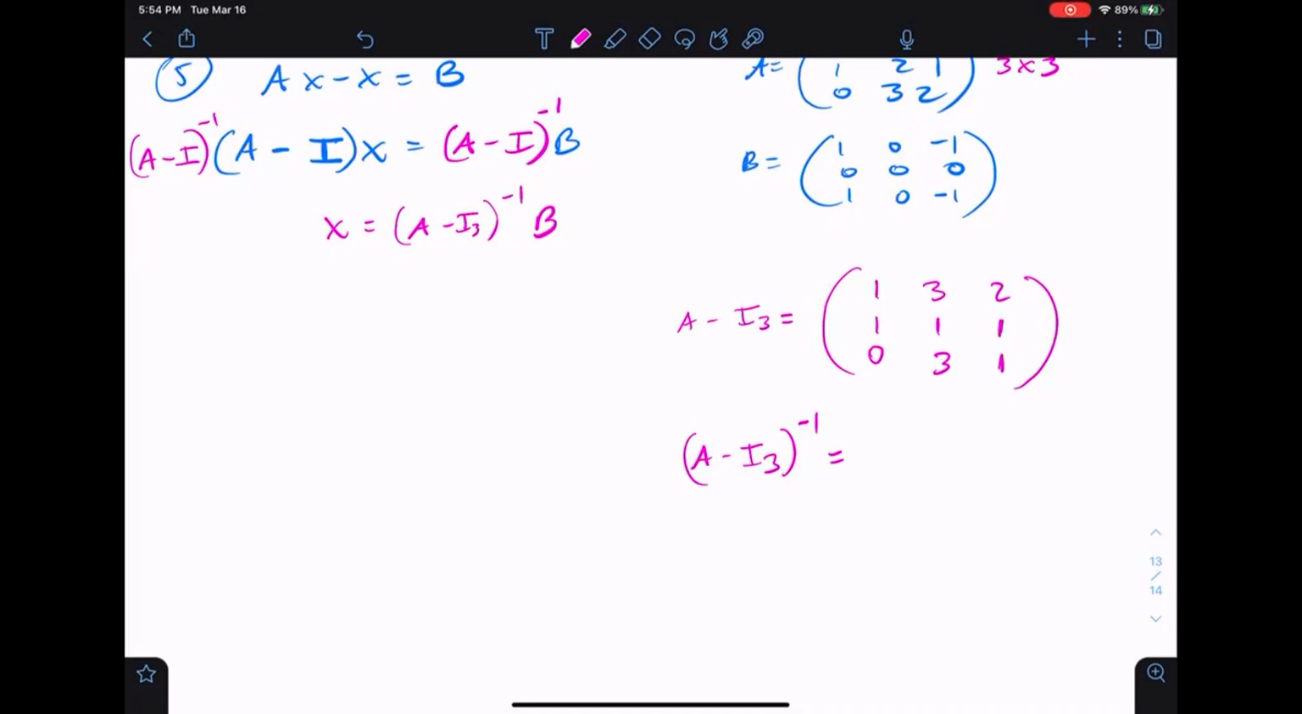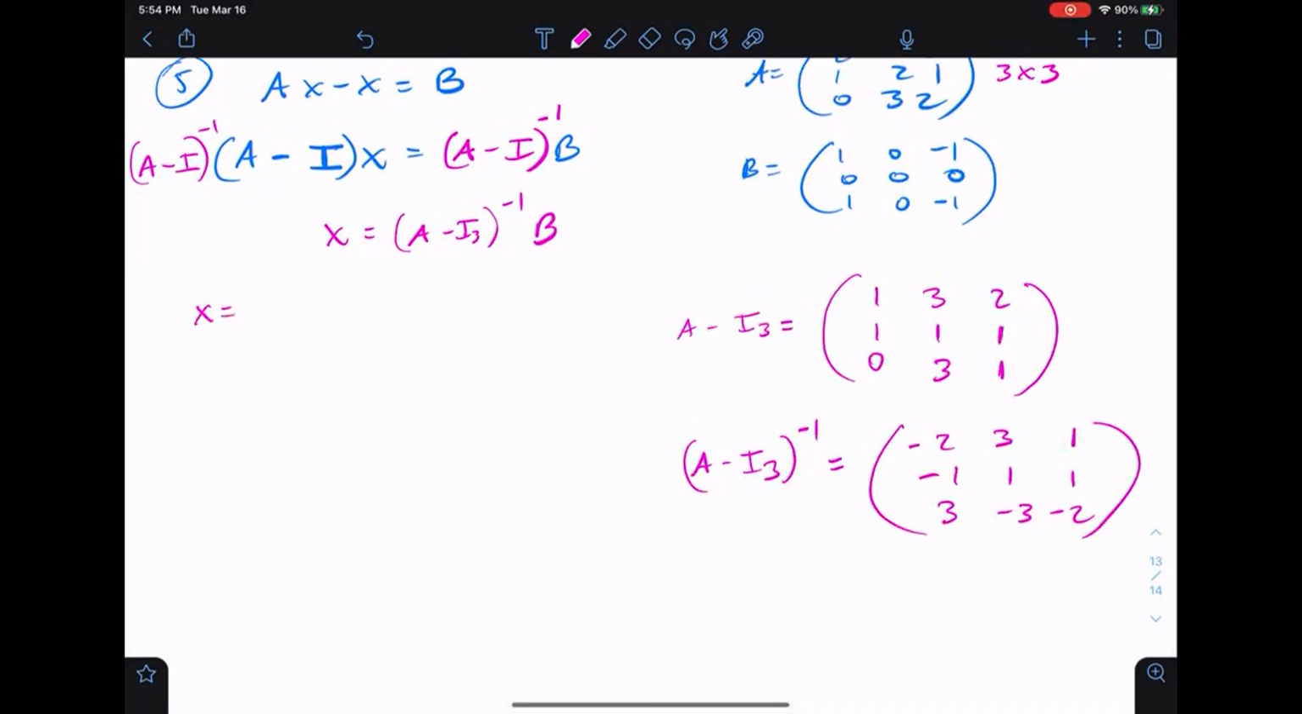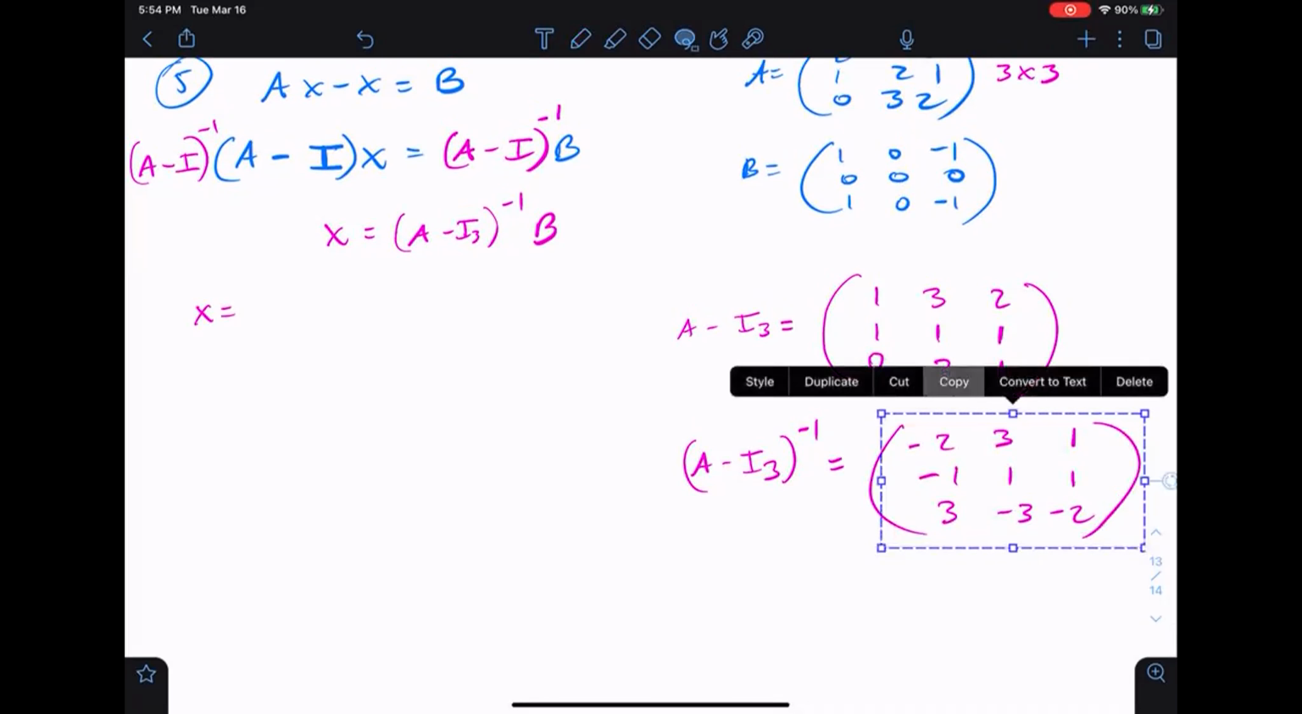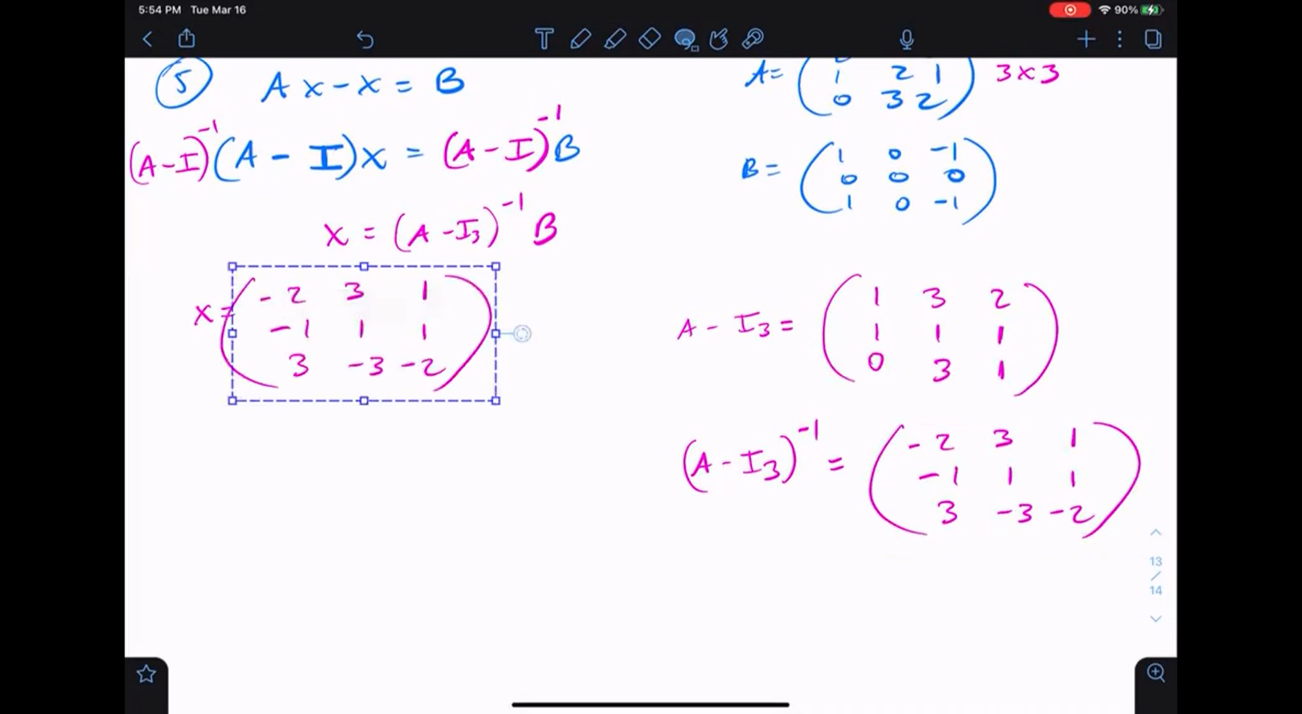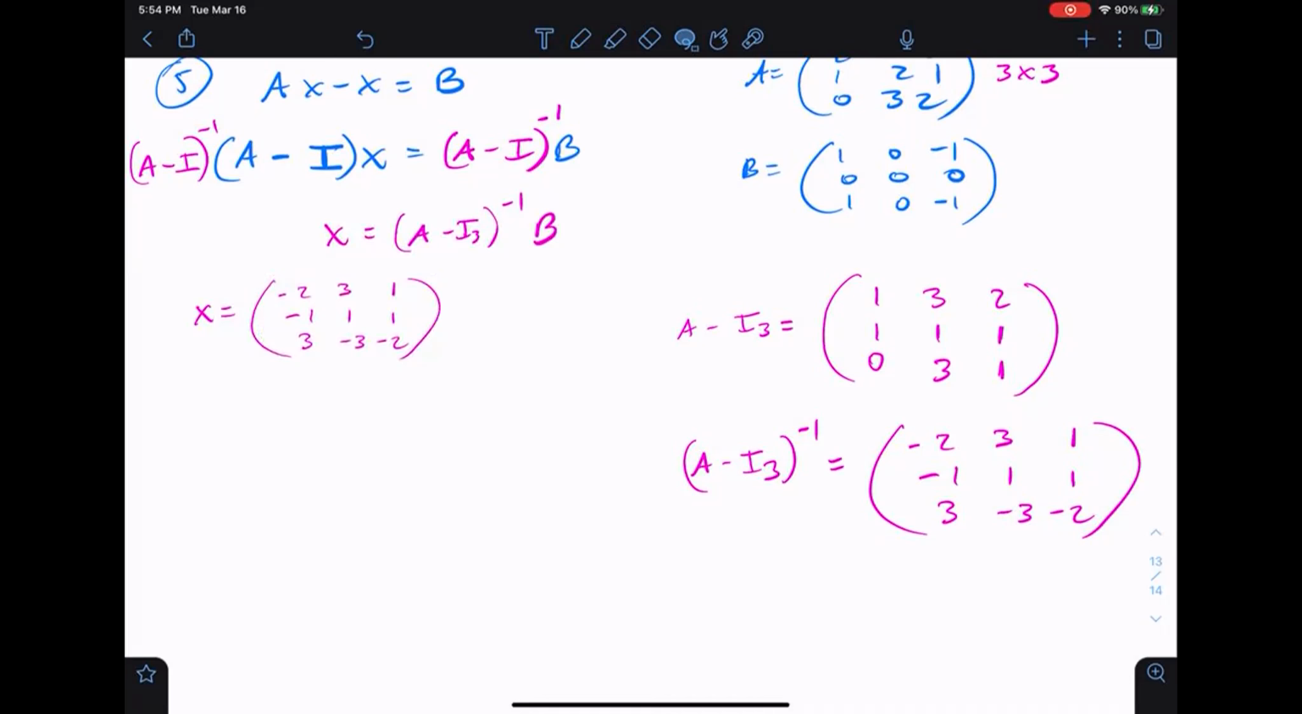And we get one matrix: negative 2, 3, negative 1, 1, 1, 3, negative 3, negative 2. So this is the matrix A minus I3 inverse. We just copy and paste. And B, you have it in here. Copy, paste. At this point you can do the matrix multiplication with the calculator, whatever you like. There's no right or wrong method. So I got an inverse.